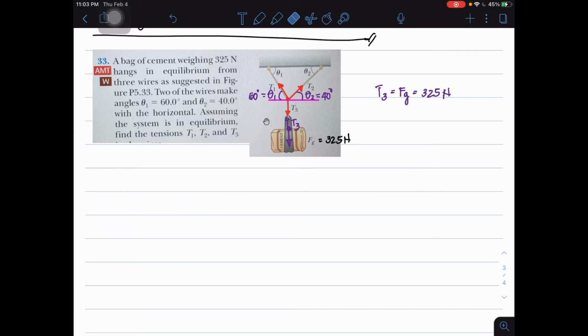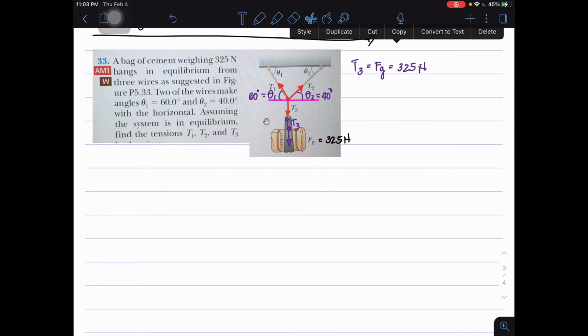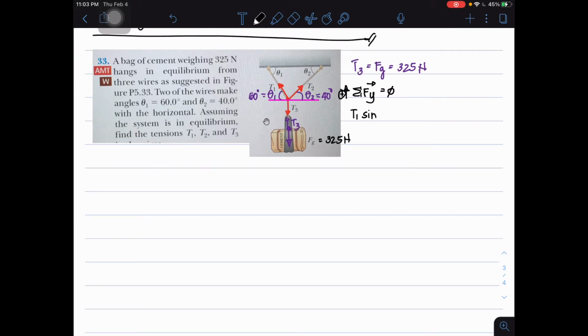Okay, since this is in equilibrium state, the summation of forces is equal to 0. So we have the summation of forces on the vertical axis, assuming upward direction is positive, equal to 0. What are the vertical forces? First, the y component of T1, that is T1 sine theta 1, plus T2 sine theta 2, which is equivalent to T3, or let's just name that as our FG.